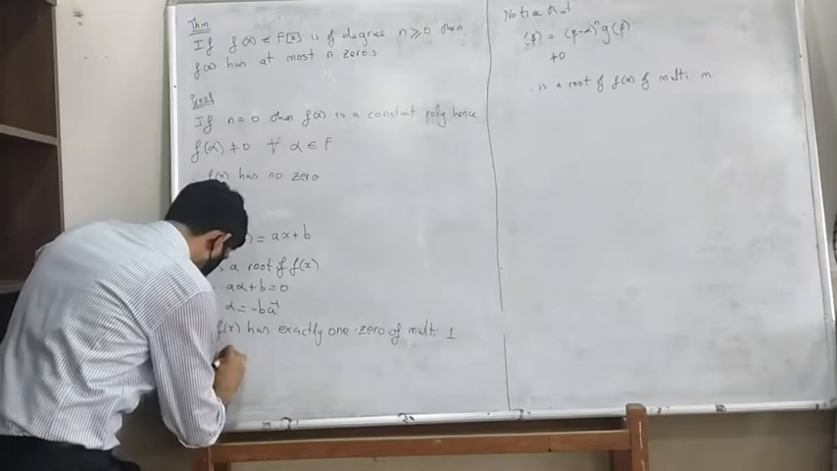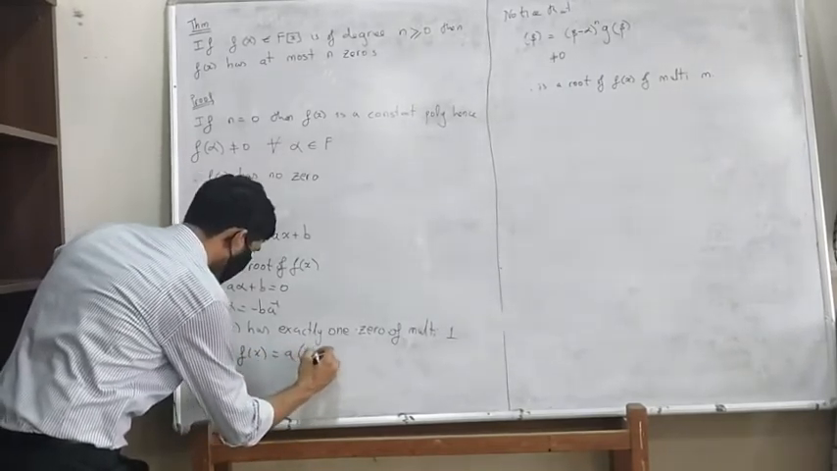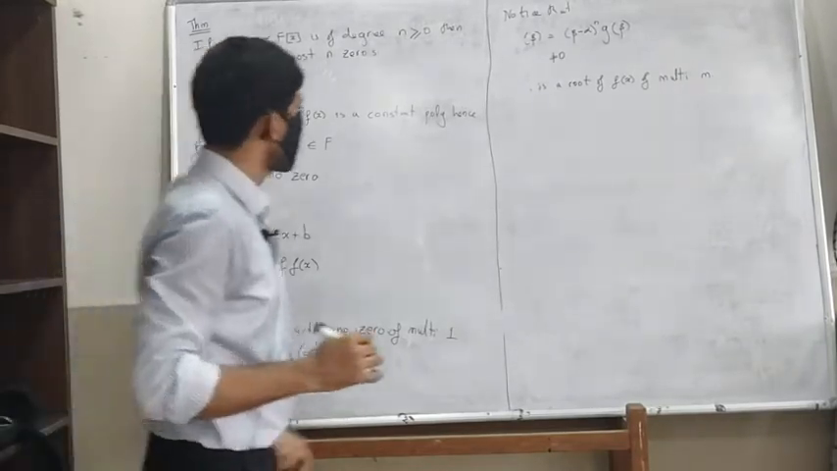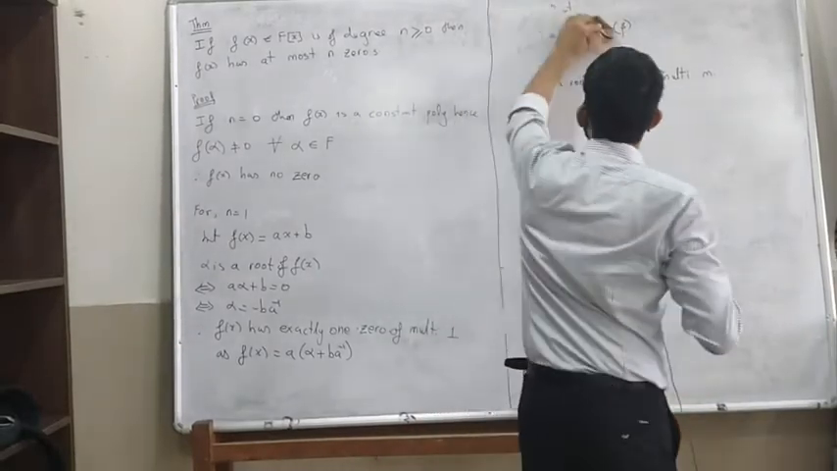Let me simply write here that f of x can be written as a times x plus b a inverse. Okay, so let's make the induction hypothesis.